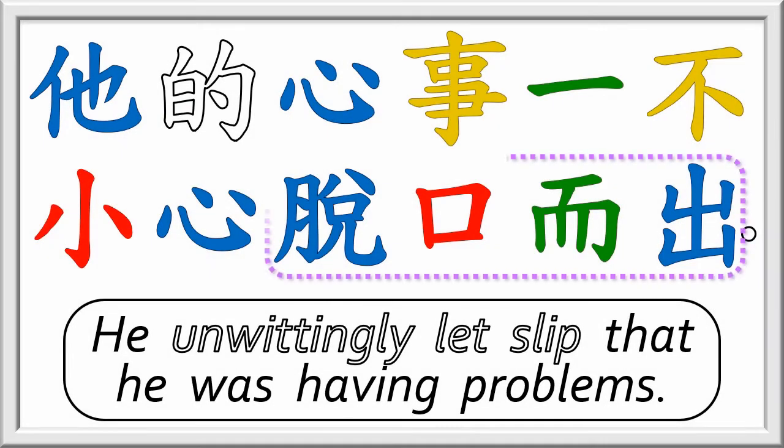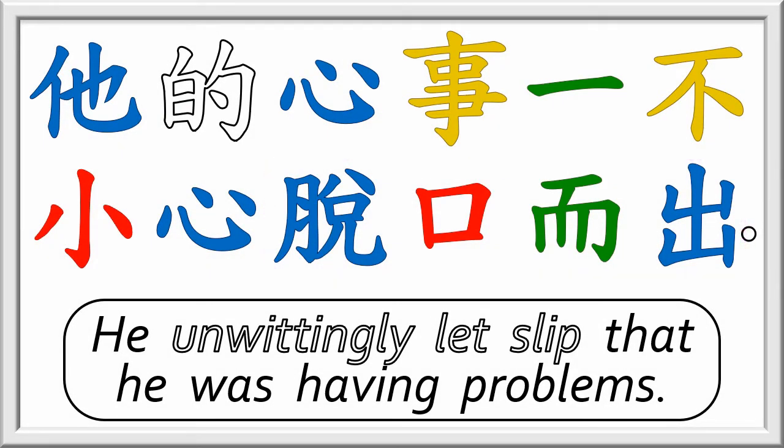脱口而出 is another four-character idiom, this one meaning to say something unwittingly, such as an embarrassing slip of the tongue. 他的心事一不小心脱口而出. He unwittingly let slip that he was having problems.